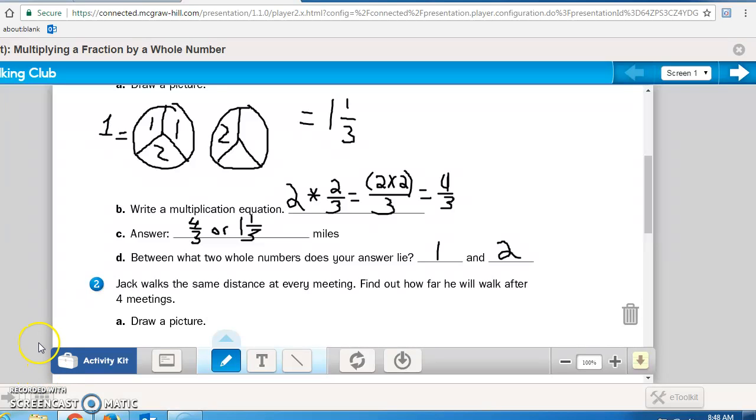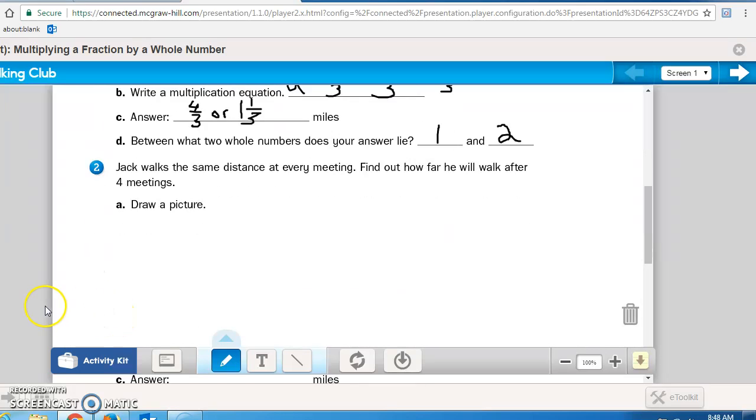I'm going to continue to read problem 2 so that if someone needs it read to them, they have it here. So you can pause the recording now and stop if you don't need it read to you.